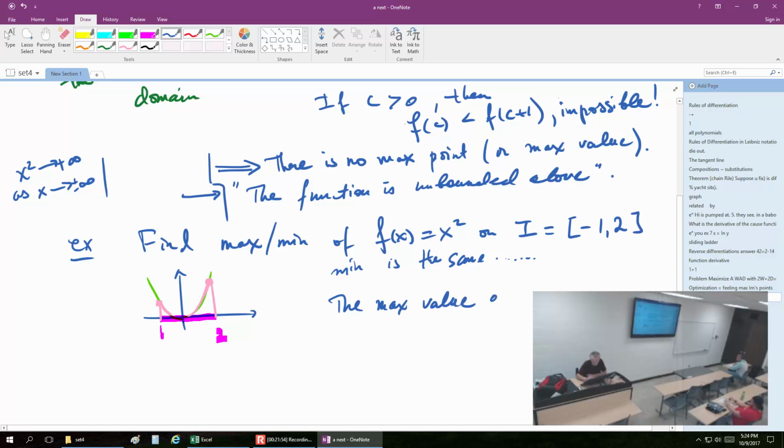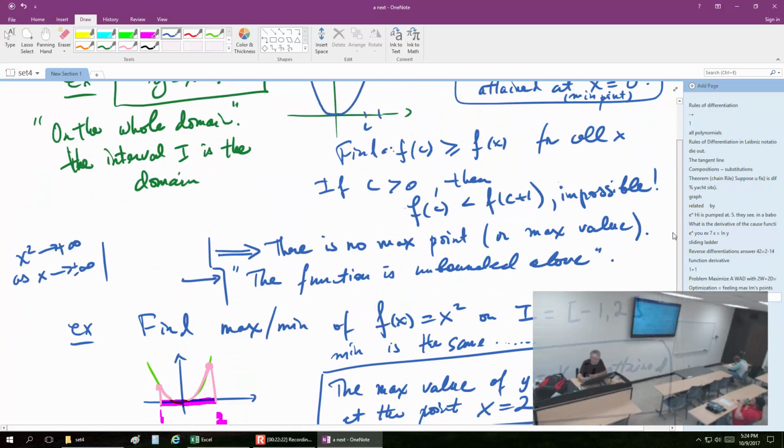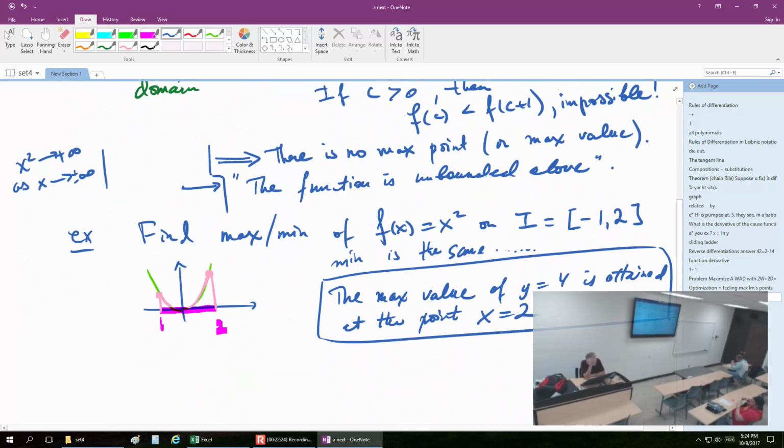That's right. The maximum value of y equal 4 is attained at the point x equal 2. Okay, so that is the part that has changed. Okay, so you can think of other examples like this. They're fairly straightforward if you have the graph.